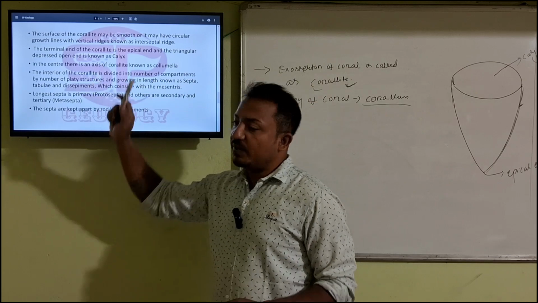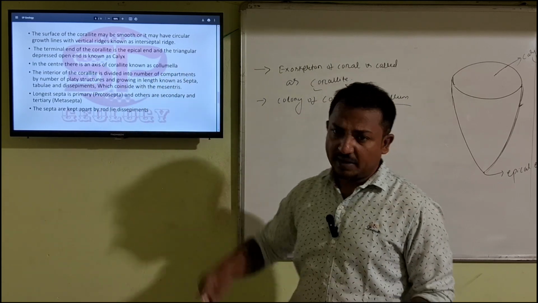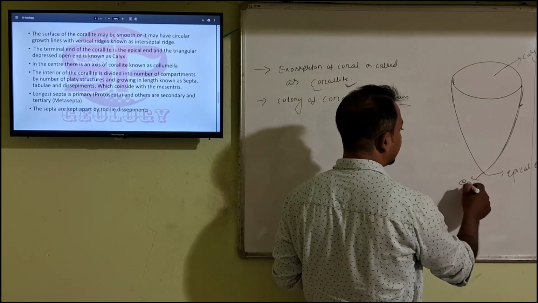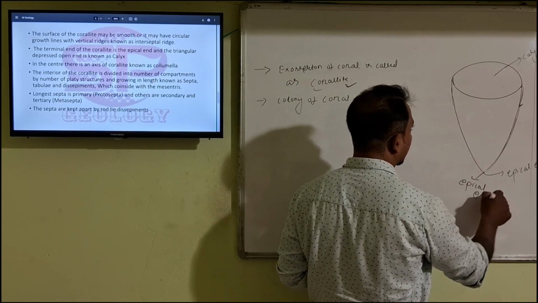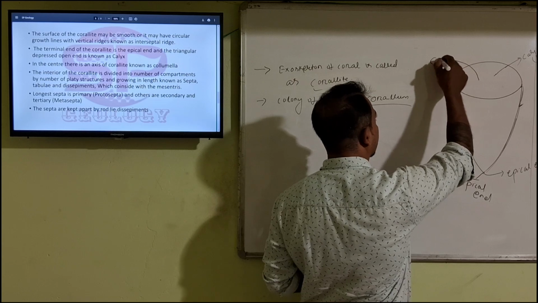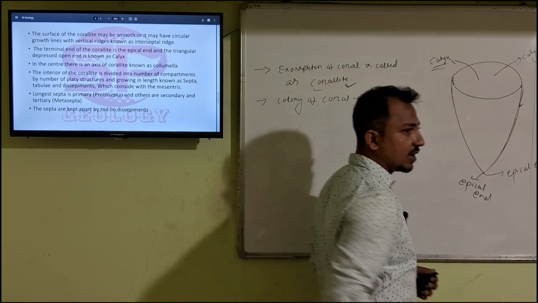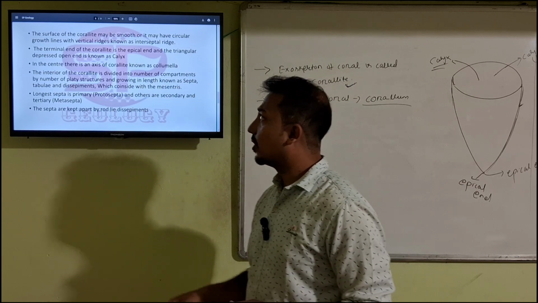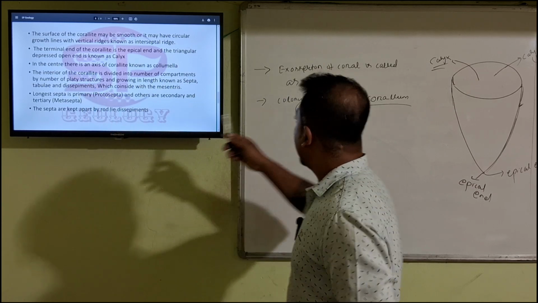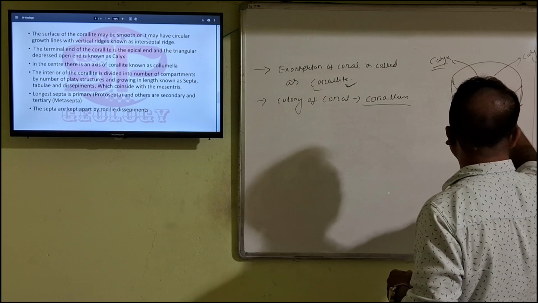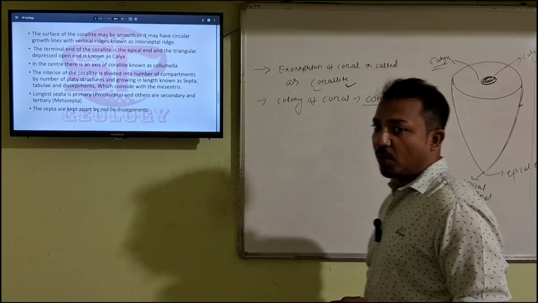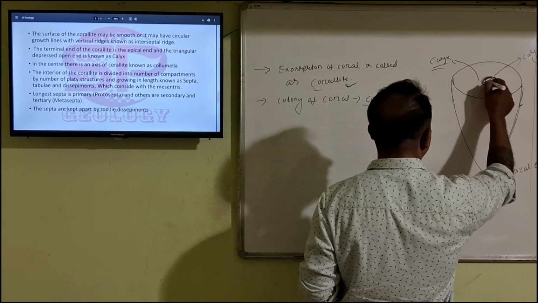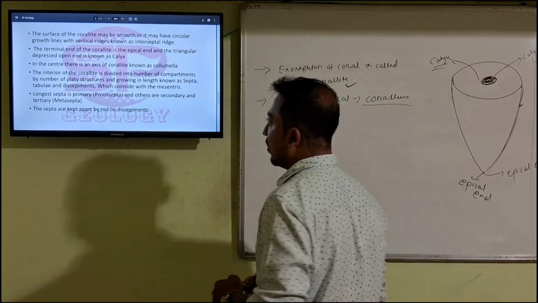The terminal end of the corallite is the apical end. This is the apical end, and this is the open part. It is the calyx. The open end is called calyx, and the closed end is called the apical end. In the center of the calyx, there is an axis present called columella.